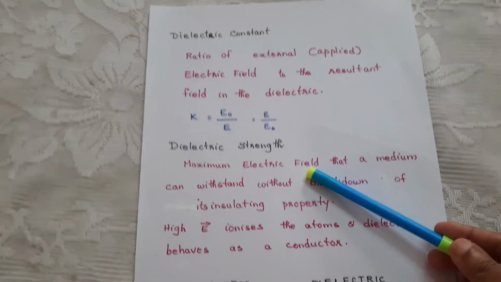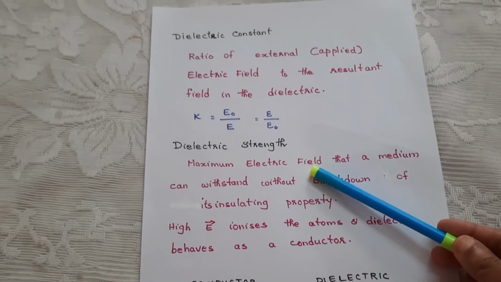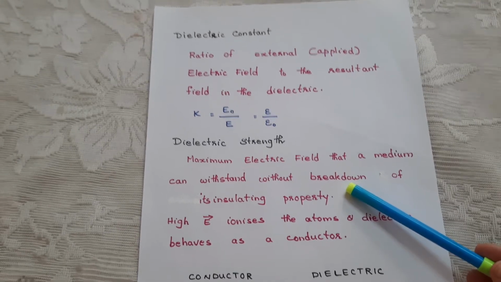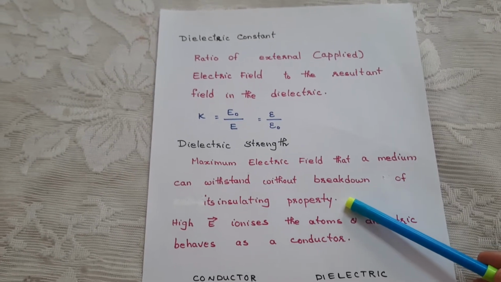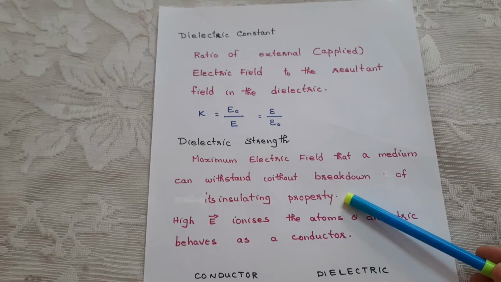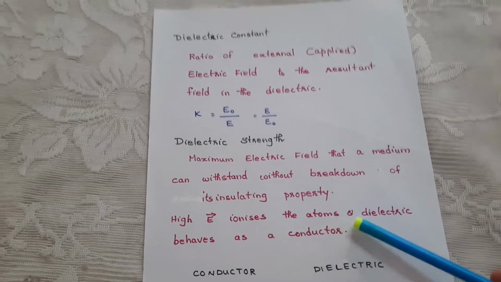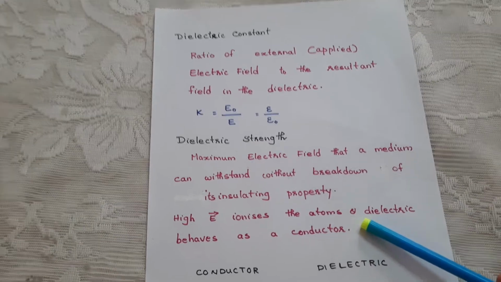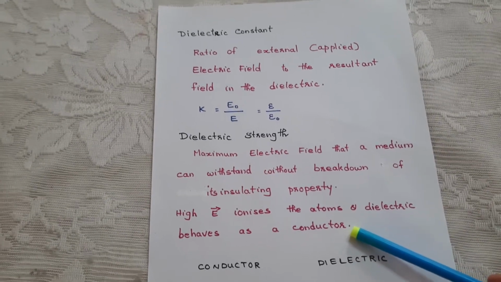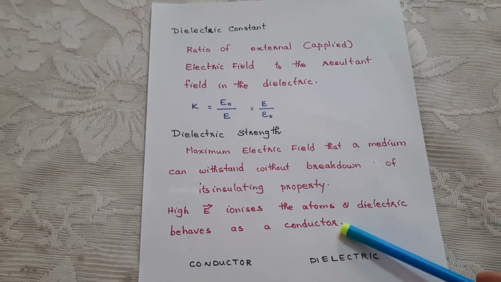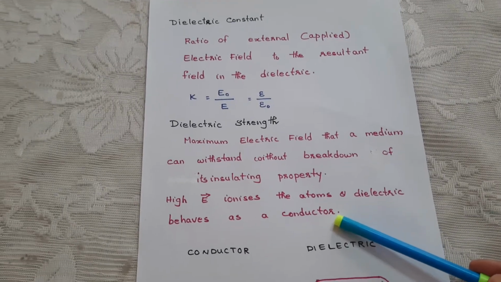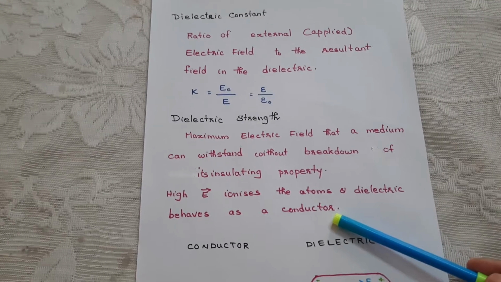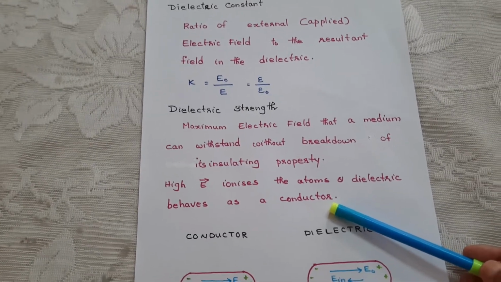A dielectric strength is defined as the maximum electric field that a medium can withstand without the breakdown of its insulating property. A high electric field ionizes the atoms of the insulator and it behaves as a conductor. So there is a limit for the electric field that can be applied to a dielectric medium.